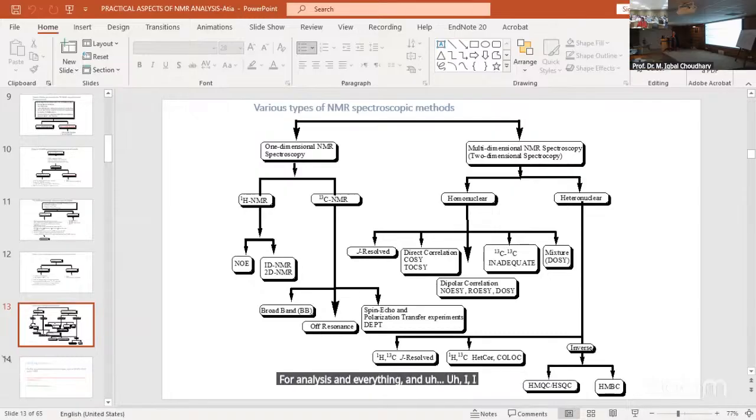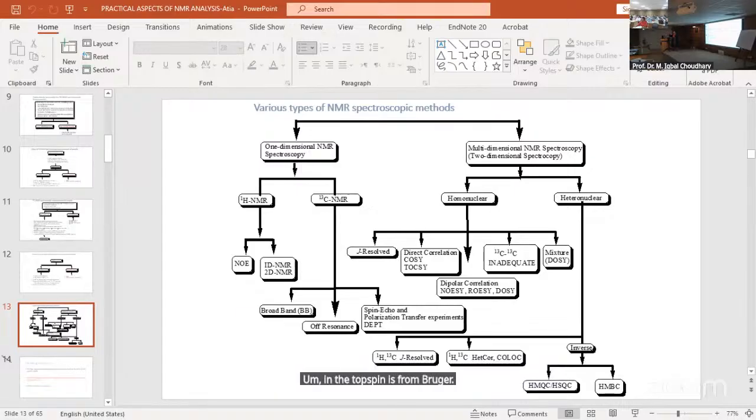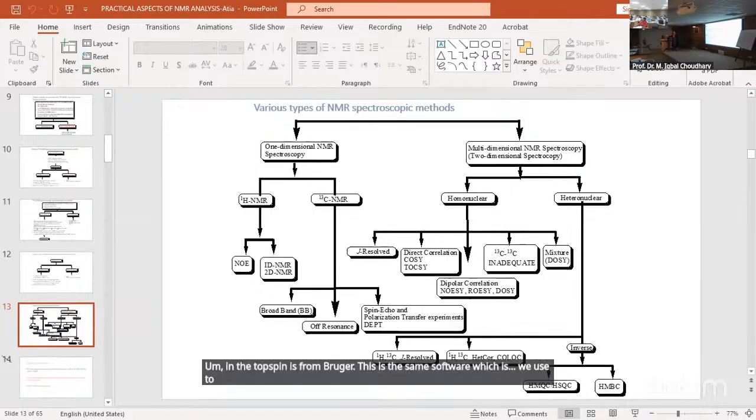I never used this MestReNova, but whatever you see in the spectrum in TopSpin is the one that your nuclei faced. TopSpin is from Bruker. This is the same software which we use to run the experiment.